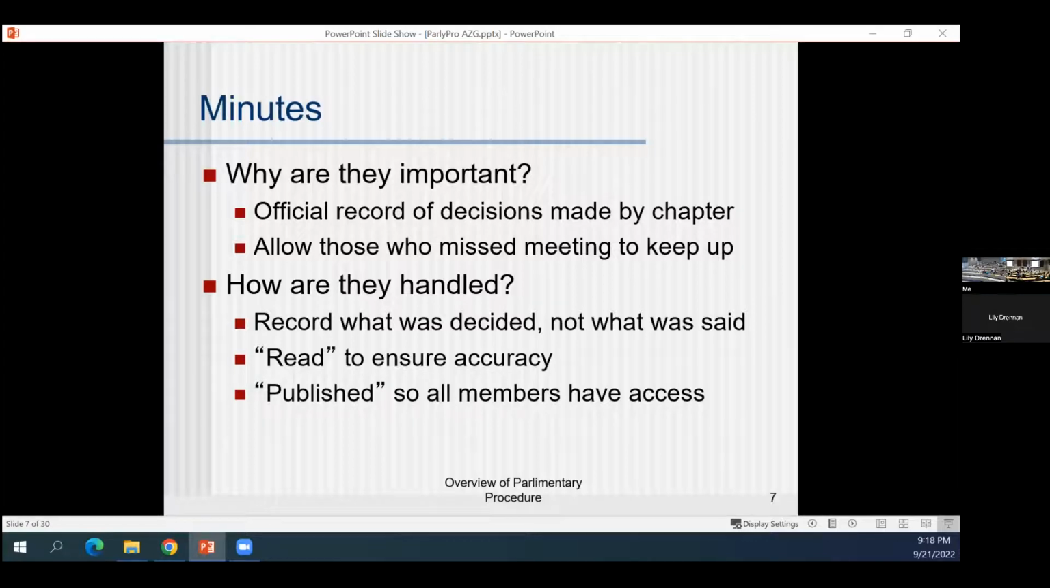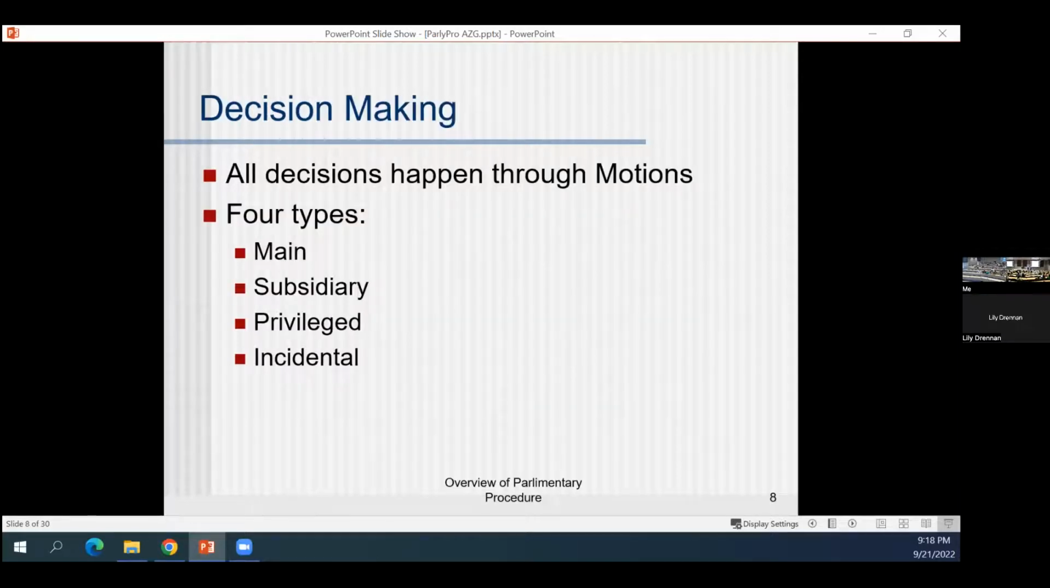If someone had any corrections, they would reach out to the recording secretary and say, hey, the order that you have the different amendments is incorrect. I think it happened this way, and that could get corrected. And then once everyone has made any corrections that need to be made, they're published so that everyone has access, and then approved or whatever.